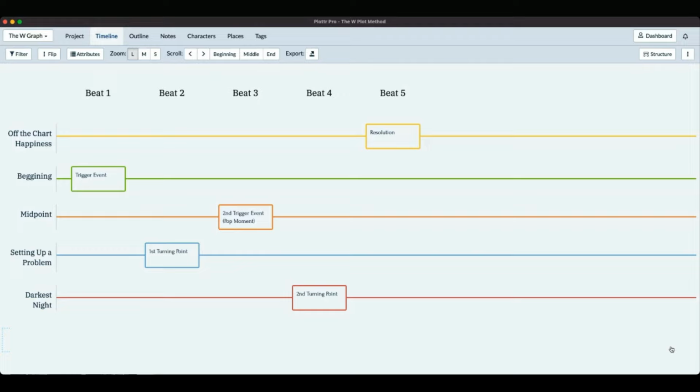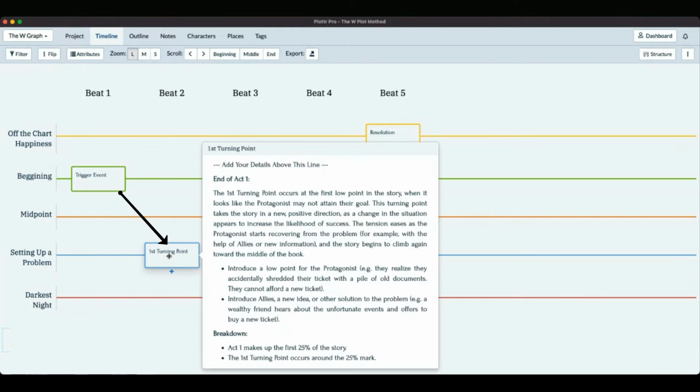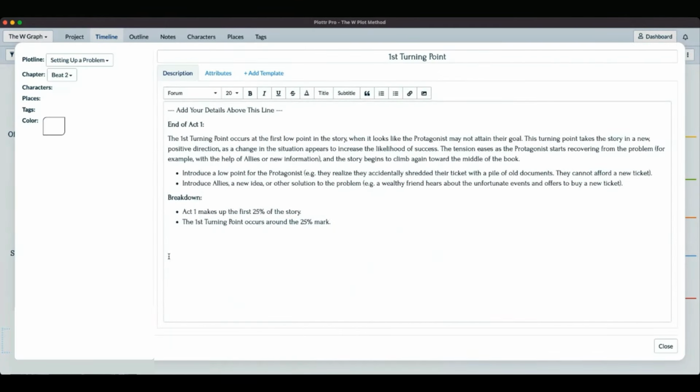Now, if you look at our diagram here, the line between the trigger event and the first turning point is that diagonal line that forms the first leg of the W. In the first turning point, what happens is this is the first low point in the story. It's not the lowest that things will go, but it looks like the protagonist is not going to attain their goal. They're not going to achieve their goal. In the example we used of the romance, it looks like that the couple is not going to get together. They are not going to make this relationship work. The date didn't go well, whatever happened, and this is a low point in the story.